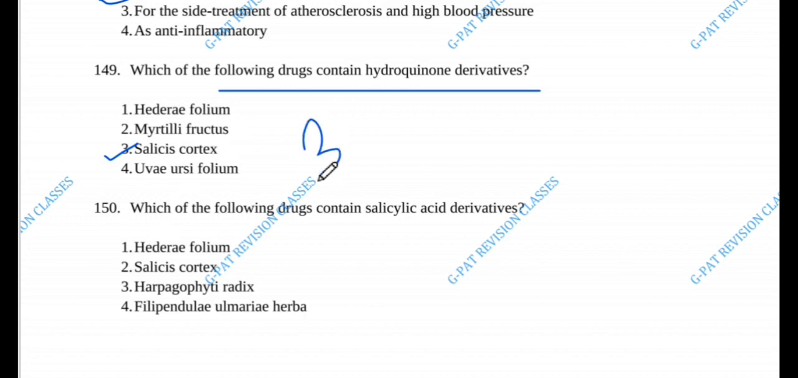Next is question number 150. Which of the following drugs contains salicylic acid derivatives? The answer is third, Harpagophyti radix.